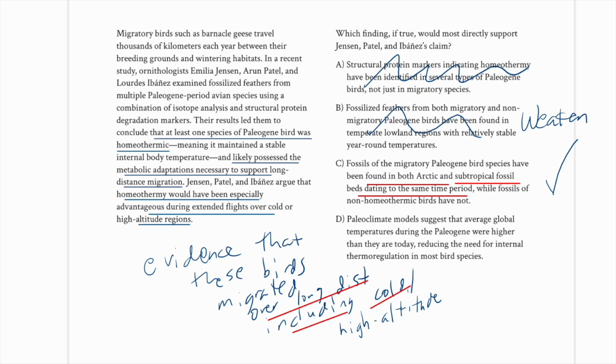But just to check D, paleoclimate models suggest that average global temperatures were higher than they are today, reducing the need for... Okay, so that's talking about today, and this is talking about way back then. And so that's going to be irrelevant. And so that's exactly what we have here. We have our two irrelevant options. We have our correct one, and then we have our opposite one. But again, what makes our correct one correct is it simply supplies evidence that supports the claim.